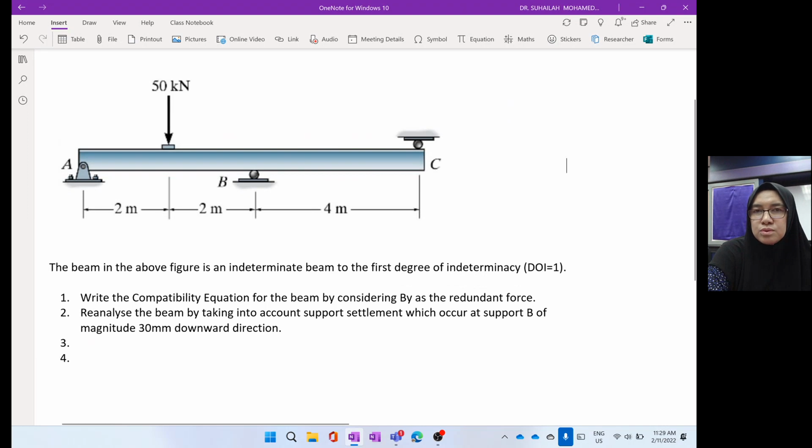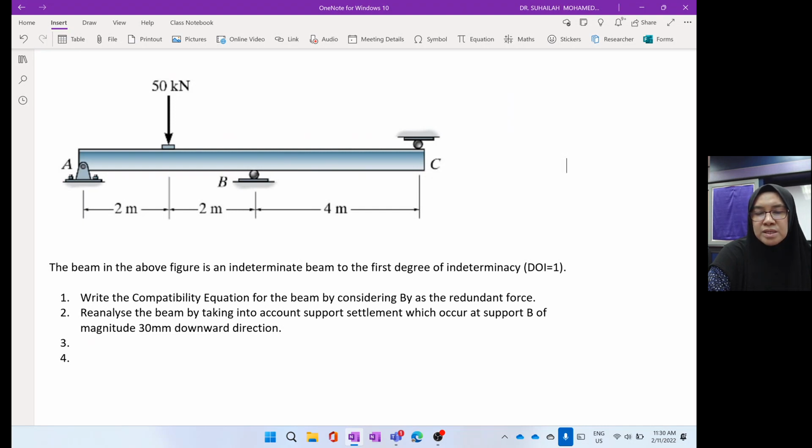So we are going to analyze this beam. This is an indeterminate beam to the first degree of indeterminacy. We will consider By as redundant. We have to write the compatibility equation. Remember, the compatibility equation is used to solve the redundant, because after the redundant has been determined, then only we can continue to calculate the three remaining reactions.